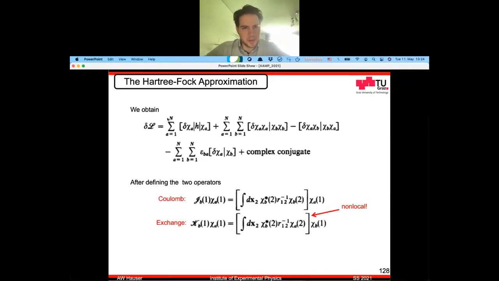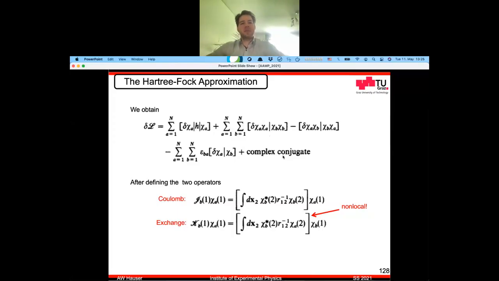It is simply an expression, delta variation in the orbital A, h chi A, so these single electron contributions here, plus then these mixed terms. Then comes the term that stems from the Lagrangian multiplier, and then the whole thing again, but complex conjugate. And now we are almost at the end, and you will see this boils down even further.